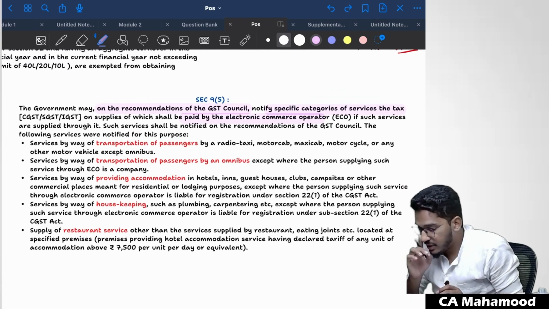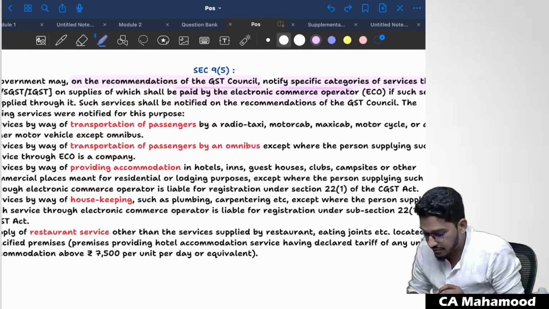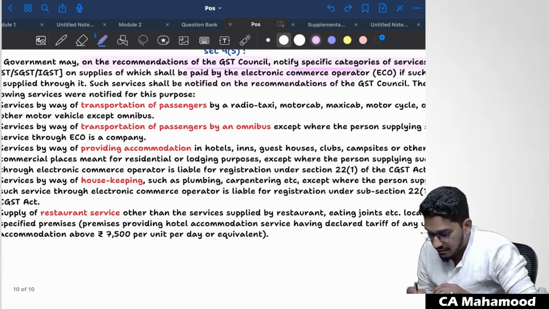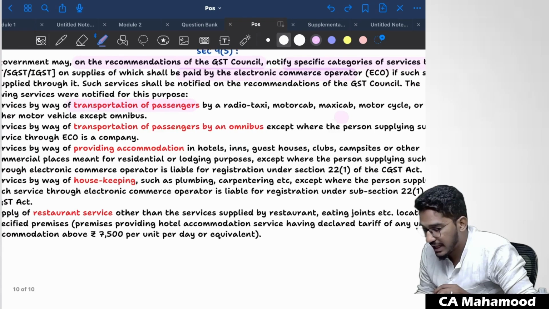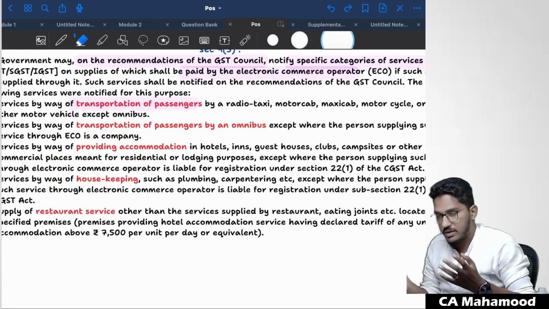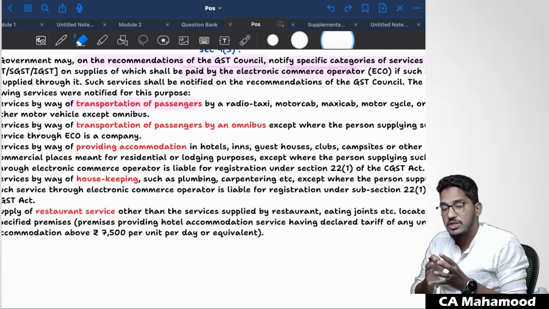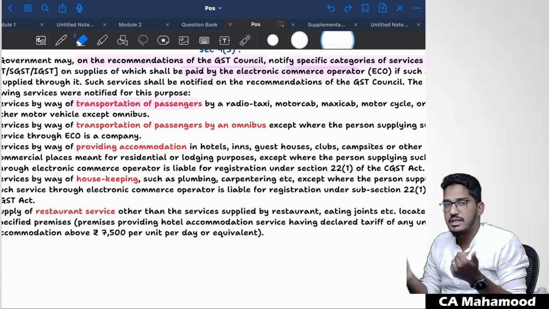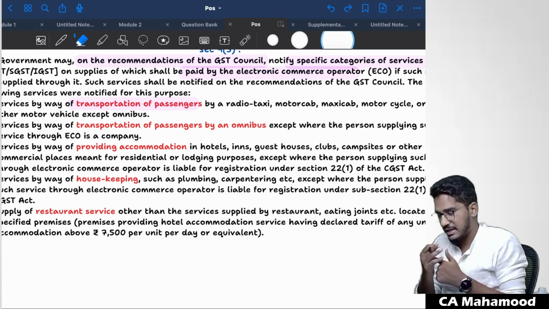Sir, any services are notified? Yes, the following services are notified for that purpose. What kind of services are notified? Number 1, services by way of transportation of passengers by a radio taxi, motor cab, maxi cab, motorcycle or any other vehicle except omnibus. If someone is providing transportation of passengers other than omnibus, in the sense of having a seating capacity of more than 6 or 8, I don't exactly remember.